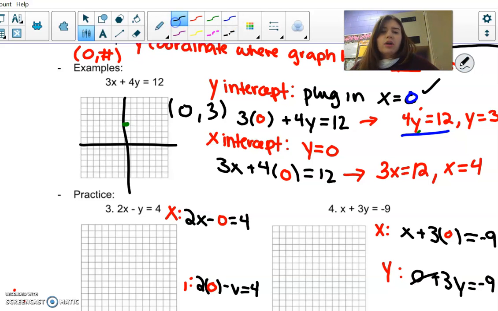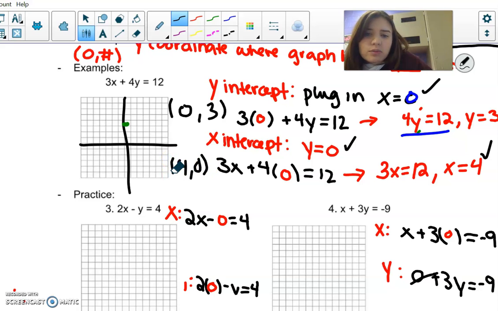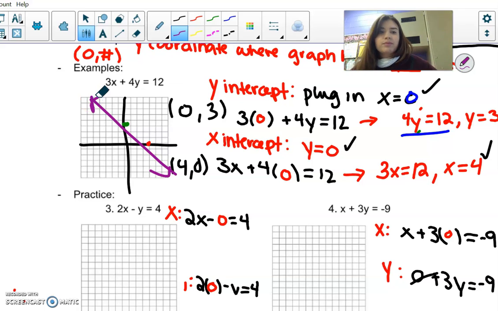Now we're on to our x-intercept. We know y is 0. And we found that x equals 4. So that point is 4, 0. We're going to our x-axis. We're going over 1, 2, 3, 4. Y is 0, so we're just putting it right there. And now we have to draw our line through. And that's it.